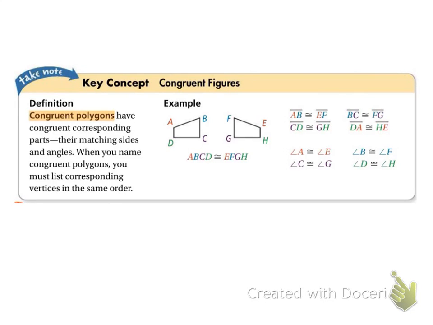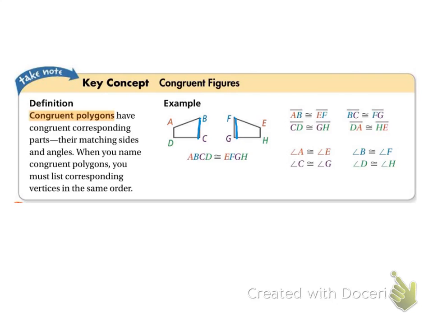Okay, this is 4.1 of geometry. Congruent figures. So congruent polygons have congruent corresponding parts, which means that their matching sides and angles are congruent. You can look at the picture to figure out what's congruent. So let me choose a color here. You can see that BC matches up with FG, so BC is congruent to FG.